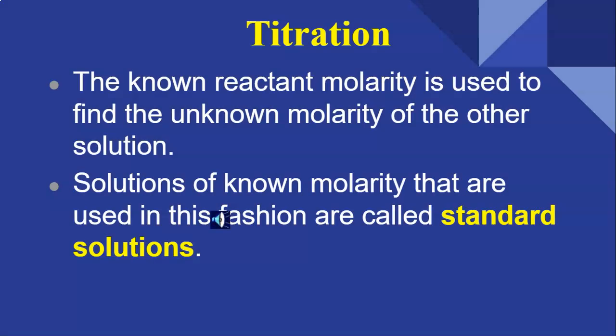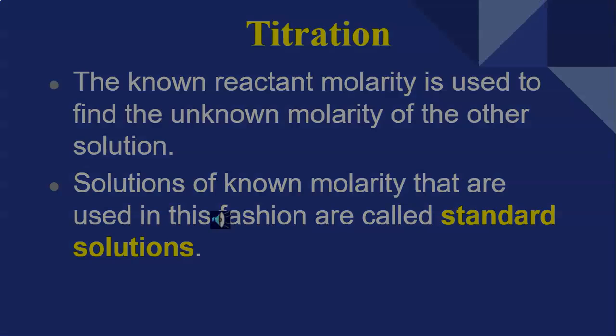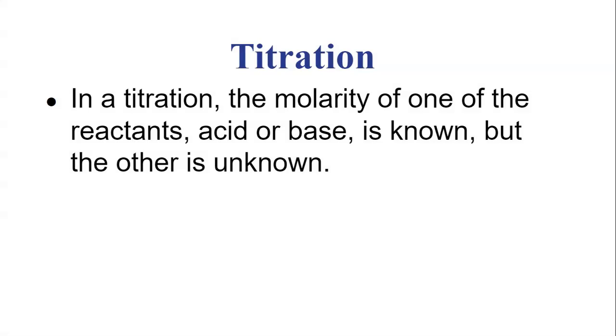The known reactant molarity is used to find the unknown molarity of another solution. The solution of known molarity used in this fashion is called a standard solution. So if you know your molarity, that's your standard, okay? And your unknown is what you're trying to find. In a titration, like I said, the molarity of one is known and the other one is unknown. You have to know the molarity of one to do the other. If you don't, then this isn't going to work.